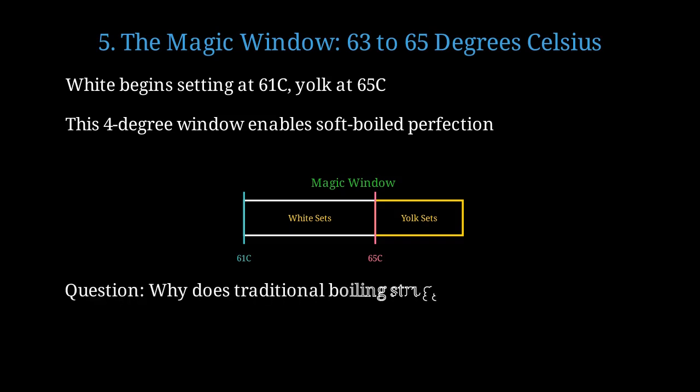You might ask, why does traditional boiling at 100 degrees Celsius struggle to hit this narrow window? The answer is that boiling water at 100 degrees is far too hot, causing the center to overshoot the target temperature. So sous vide cooking solves this problem through precise thermal control at the target temperature.